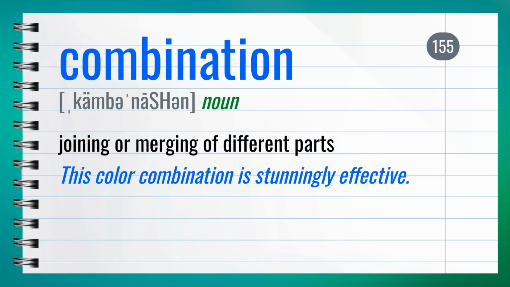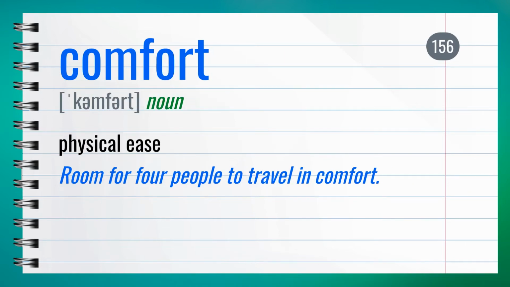Combination. Combination means joining or merging of different parts. For example, this color combination is stunningly effective. Comfort. Comfort means physical ease. For example, room for four people to travel in comfort.